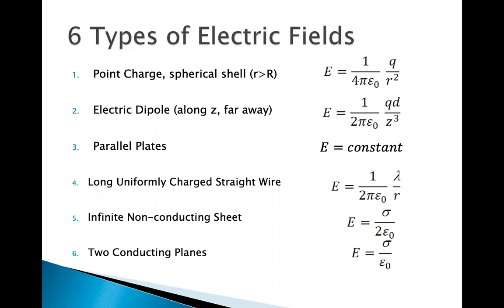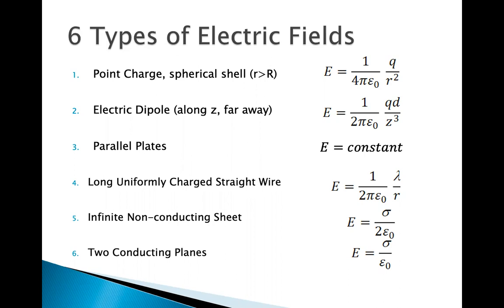Second, electric dipole. There are three conditions. First has to be dipole. Second has to be along the z-axis. And third is that it's far away from the center of the dipole. Third one is the electric field in between parallel plates, and it's a constant. So these 3 were introduced in chapter 22.